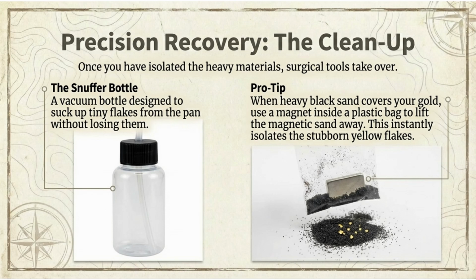Precision recovery. The cleanup snuffer bottle. A specialized vacuum bottle designed to suck up tiny flakes from the pan without losing them. Pro tip. Use a magnet inside a plastic bag to lift magnetic black sand away from your gold, instantly isolating the yellow flakes.